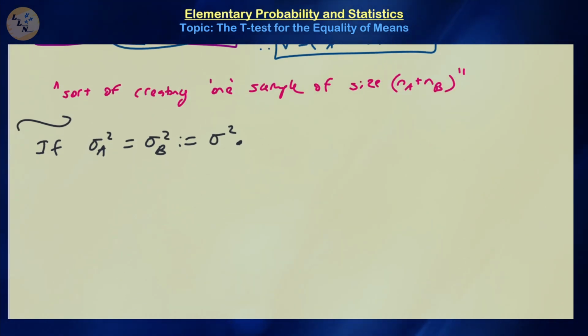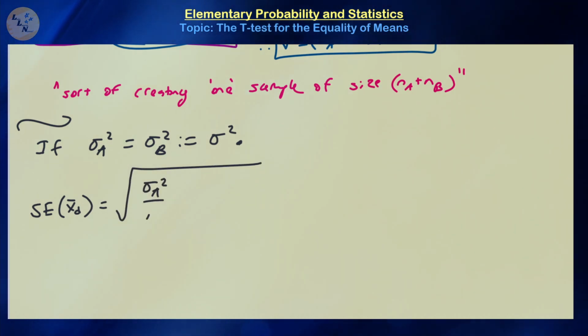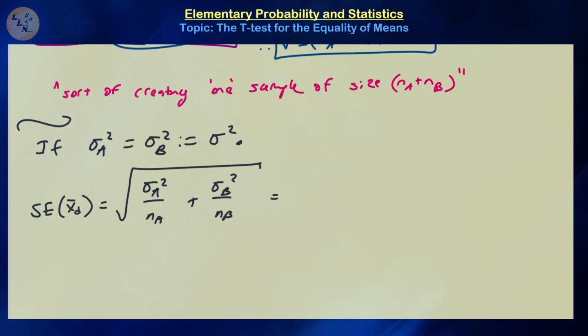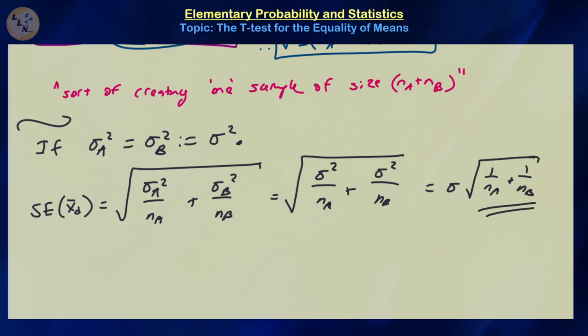So if that is the case, what is the standard error associated to using x bar d as the estimate for mu d? Remember, that's generally equal to the square root of sigma a squared over na plus sigma b squared over nb. If sigma a squared and sigma b squared are the same thing, then we just have the square root of sigma squared over na plus sigma squared over nb. We can factor sigma squared out of the radical, and that gives us sigma times the square root of 1 over na plus 1 over nb. This has a very similar structure to the pooled proportion z-test for the differences in proportions.